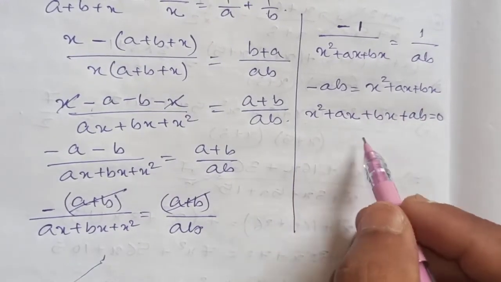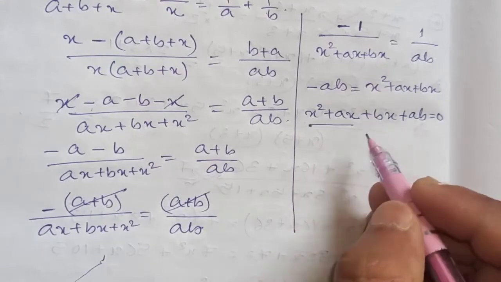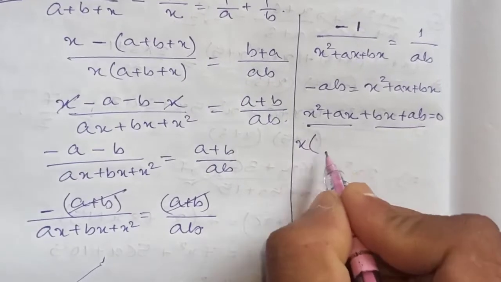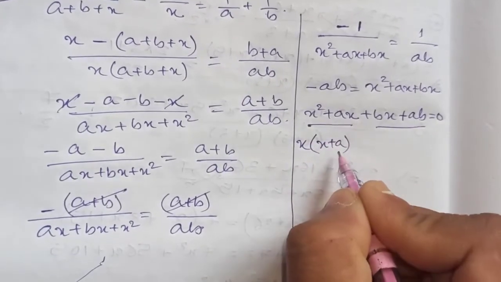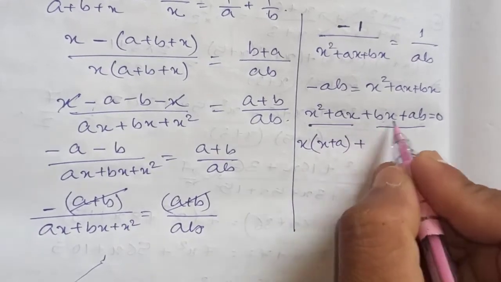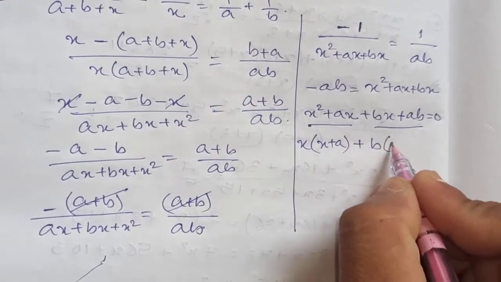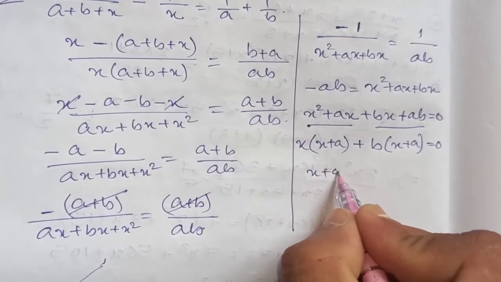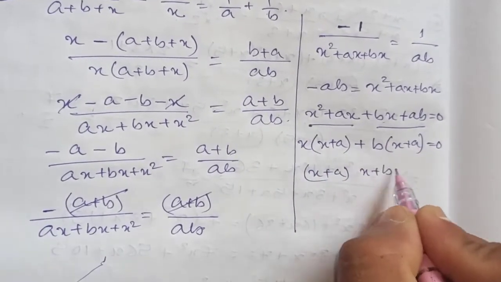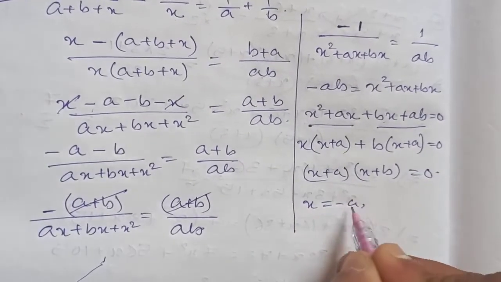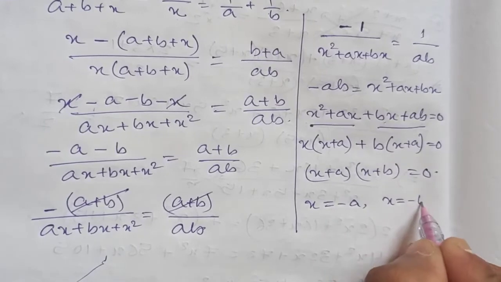Okay, now there are 4 terms, take out any common terms between them. From these two I am taking out x common, x plus a I will get. From these two take out b common, x plus a we will get. So x plus a is common and the other term is x plus b equals 0. So the two roots are x equals minus a and x equals minus b.